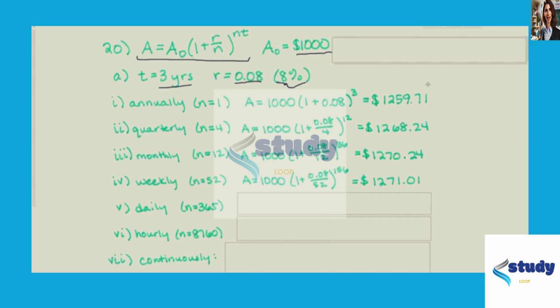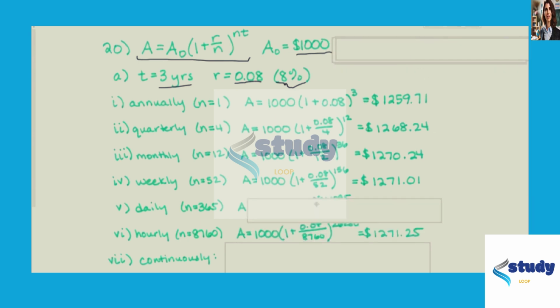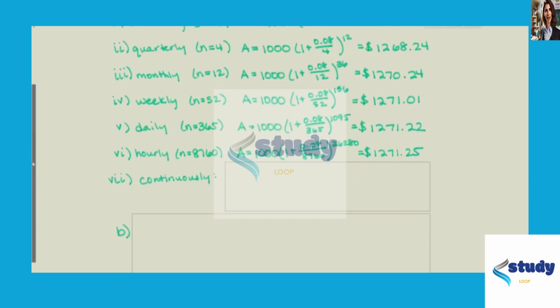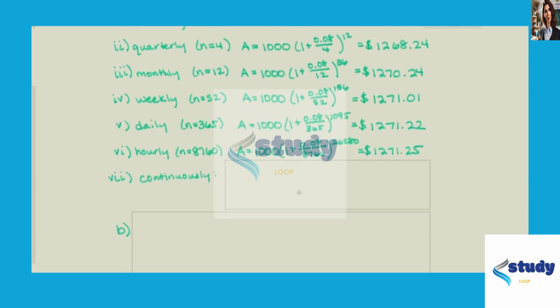$1,271.01. We see the amount of money is growing, but the rate of growth is slowing as we accumulate more compoundings. For 365 compoundings per year, that would be daily, we get $1,271.22. And hourly, that would be 8,760 compoundings per year, we get $1,271.25. And for the last part, we're going to do continuous compounding, so we use a different formula.